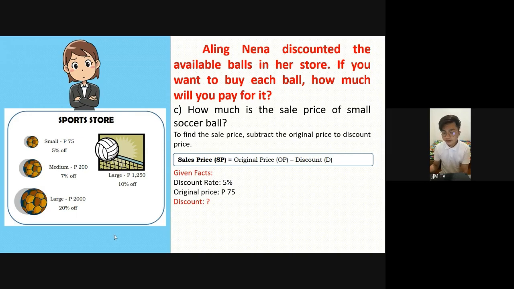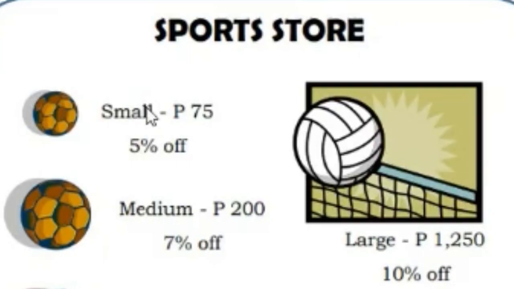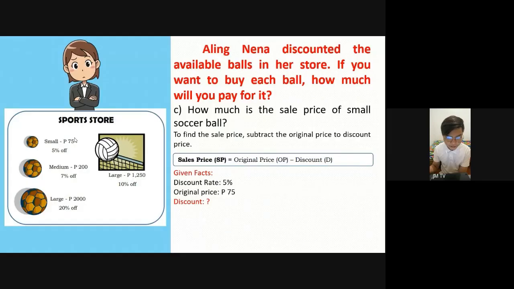So ano ba yung mga given facts natin? Ang discounted rate natin ay 5%. Nasaan ba yung small soccer ball? This is the small soccer ball natin, right? So this is 5% off. Ayun o, discount rate. The original price is 75.